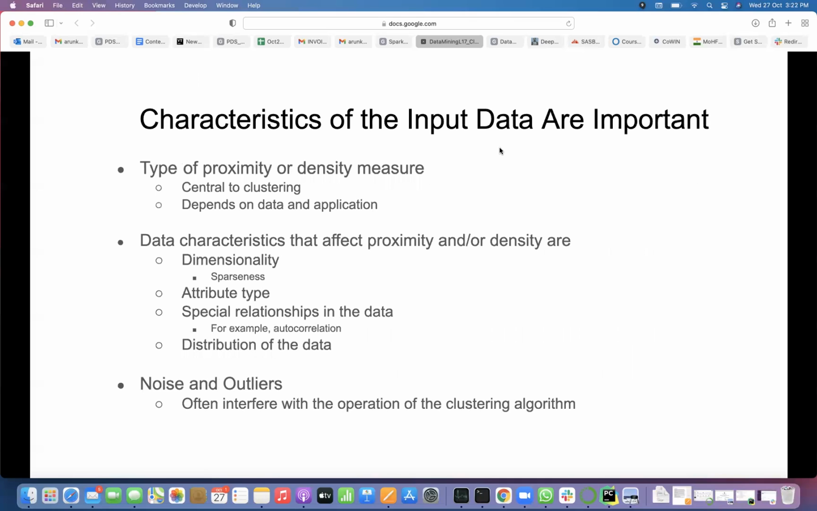Characteristics of the input data are important. Which clustering algorithm we need to use all depends on what input data we have. The type of proximity or density measure is central to clustering. If you don't know which points are close and which are not close, then clustering is very difficult to use. Or you should have some density, whether they are dense or not. So this is central to clustering, and depends on data and application.